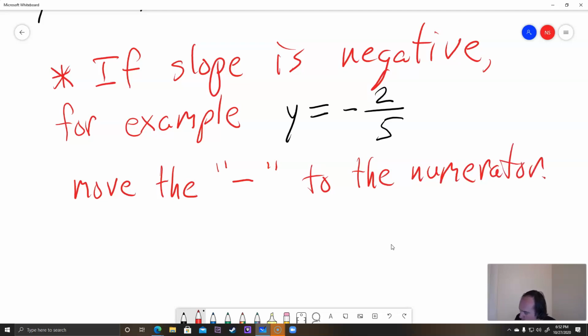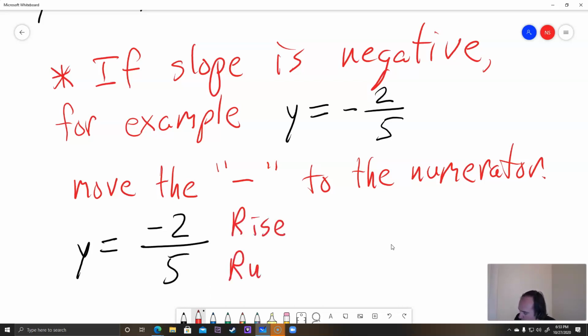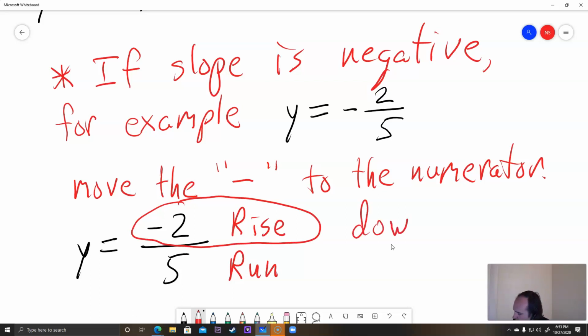Okay, so what that's going to mean is you've got y equals negative 2 over 5. So here our rise is going to be negative 2, and our run is going to be positive 5. Well, for the rise, because it's negative, you actually go down. So if you were graphing this, you would go down 2 instead of up 2. If it were positive, we would go up 2, but because it's negative, we go down 2. But the run always goes to the right. So the run would be going right 5.